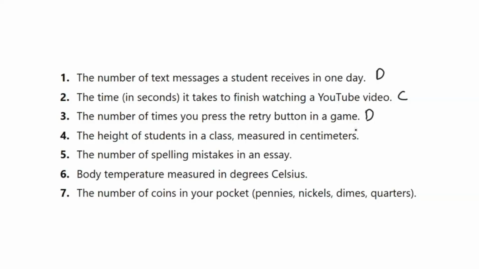The height of a student in the class. So of course it is continuous because you cannot count it. You have to measure it. And the number of spelling mistakes in an essay, right? This is discrete because you can count it. Body temperature, right? Body temperature measured in degrees Celsius. This is continuous. And the number of coins in your pocket. Of course, this is discrete because you can count how many coins you have, right? So these are some examples of discrete and continuous data.